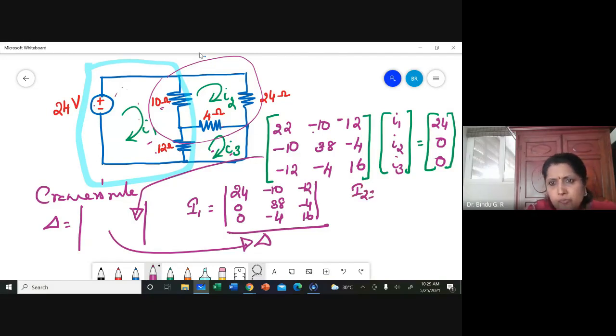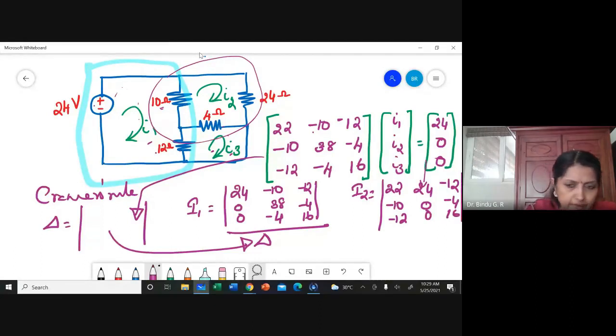I2 will be, first column remains the same, 22, minus 10, minus 12. Second column replaced by 24, 0, 0. Third will be minus 12, minus 4, 16, divided by the same delta.